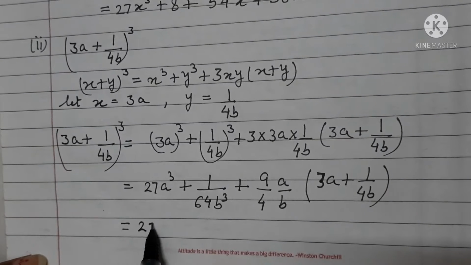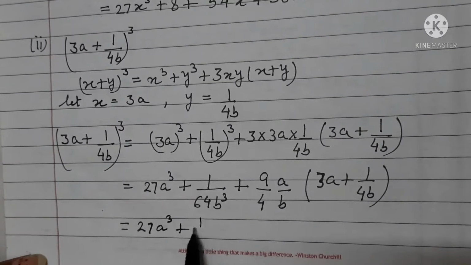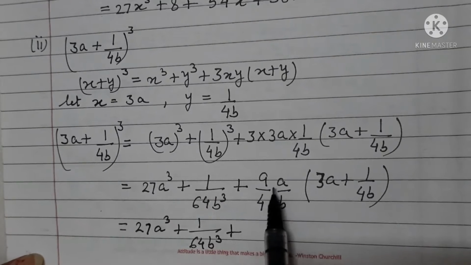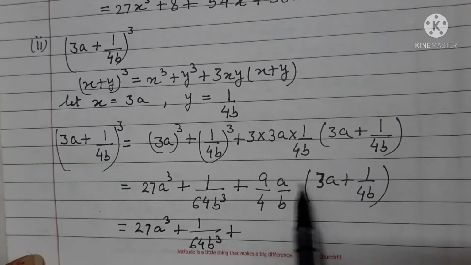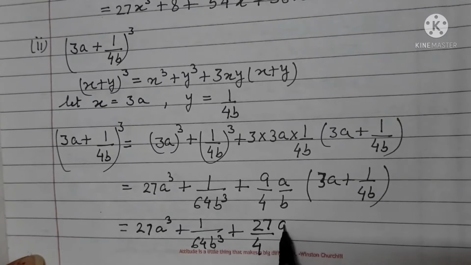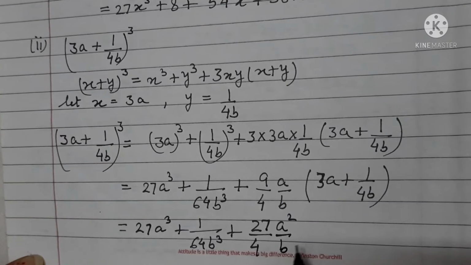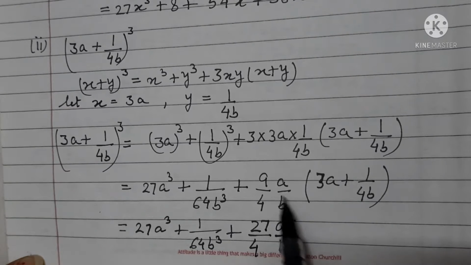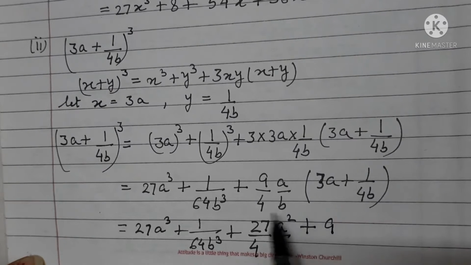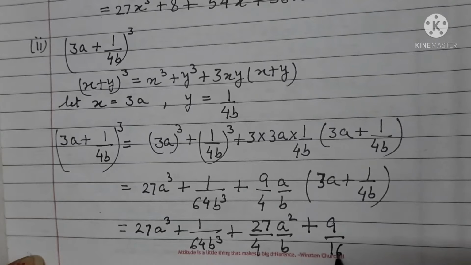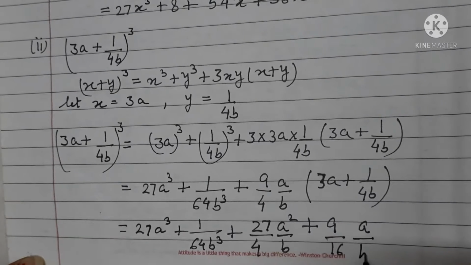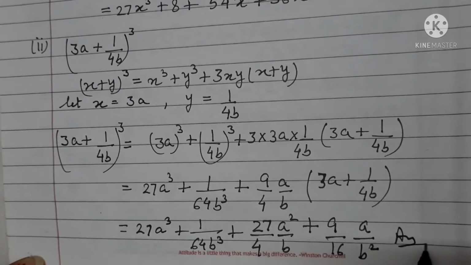Now 27a³ + 1/(64b³) plus multiply these in the bracket: 9 × 3 is 27/4 × a²/b, and here 9/(4 × 4) is 9/16 × a/b². Answer.